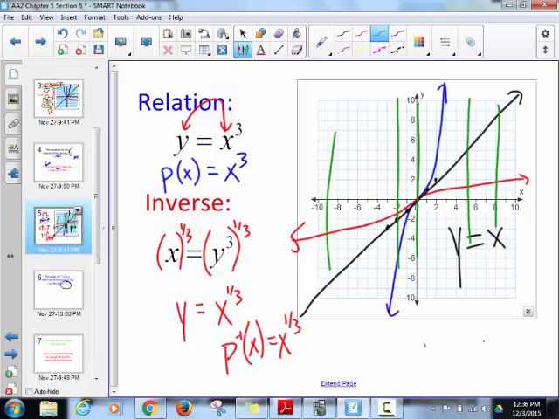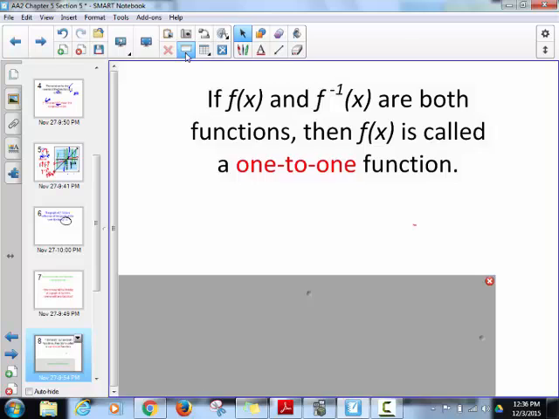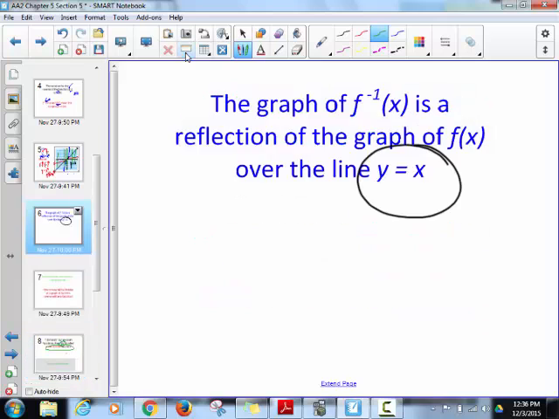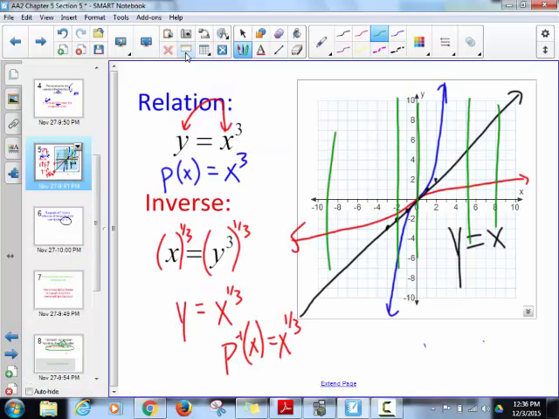So this would be if they're both functions. And if they're both functions, both a function and its inverse, we call the normal function a one-to-one function. A one-to-one function. So for example, in that one we just looked at, this guy, x cubed, is a one-to-one function because its inverse is a function.